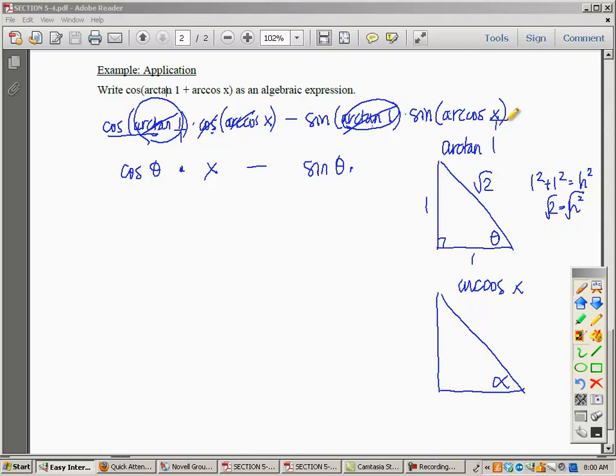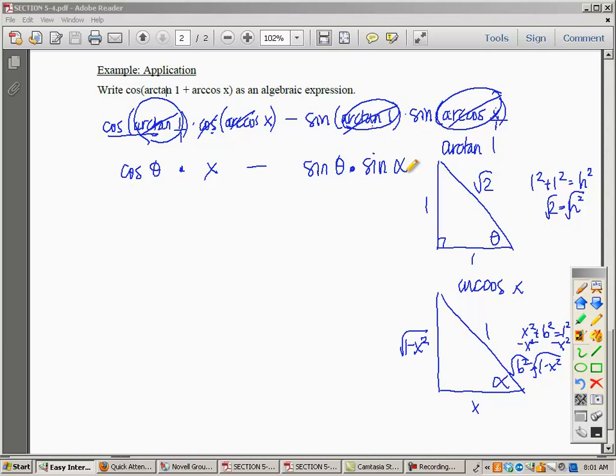Cosine is adjacent over hypotenuse, so the adjacent side is x, the hypotenuse is 1. Again, according to Pythagorean theorem, you could say x squared plus the other side squared equals 1 squared. This is very similar to a quiz question and a homework question we had. B squared is 1 minus x squared, so you square root. This is the square root of 1 minus x squared. So this triangle gave me my alpha triangle, so I have times the sine of alpha.